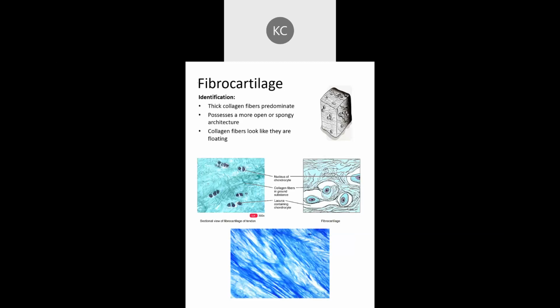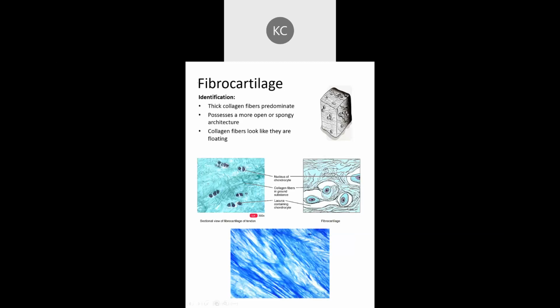Okay, so usually when you look at this type of tissue histologically, you can see the collagen fibers much more easily than you could with hyaline cartilage. So hyaline cartilage, we said it kind of looked clear and kind of glassy. With fibrocartilage, you can usually see it much easier.